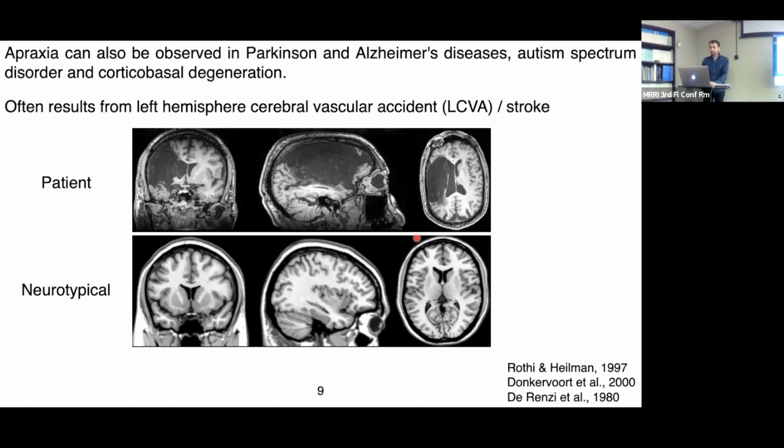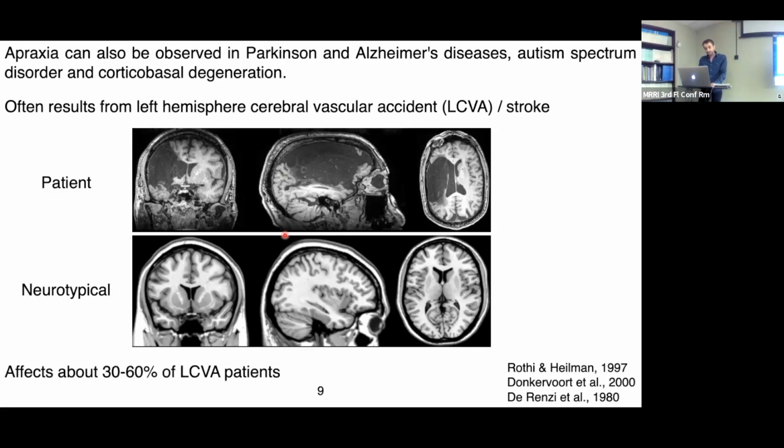Here are two pictures: one of a patient with a left stroke and, in comparison, the brain of a neurotypical person, where you can see that there is a huge lesion in the left hemisphere and a lot of areas of the brain that are affected.